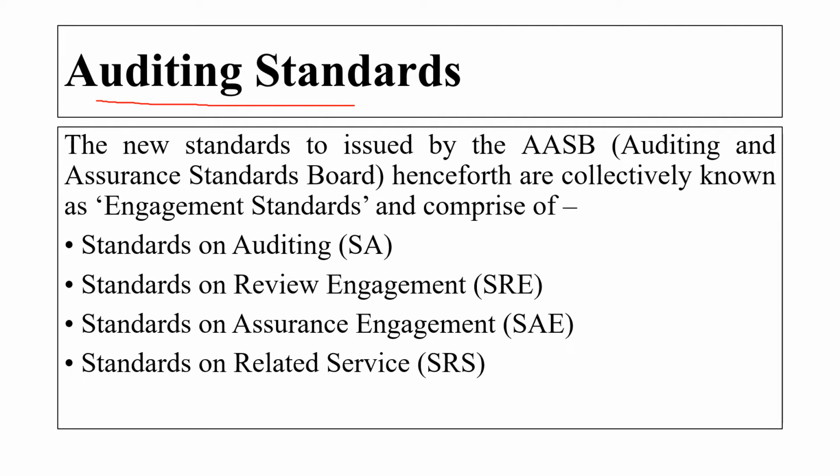Then, auditing standards are issued by the AASB. Now, what is the full form of AASB? It is the Auditing and Assurance Standards Board. The standards are collectively known as Engagement Standards. Remember this word, engagement standards, and they comprise, first, Standard on Auditing, that is SA, then Standard on Review Engagements, that is SRE, third, Standard on Assurance Engagements, that is SAE, and last, Standard on Related Services, that is SRS.